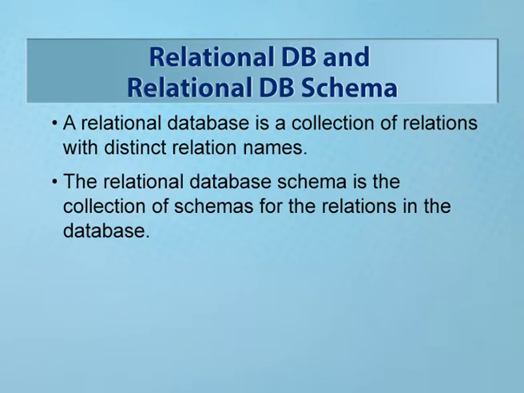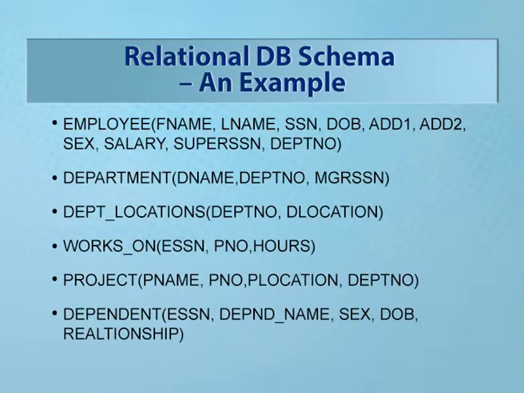So a relational database schema is nothing but a complete collection of relations with distinct relation names. You will identify the database name, and along with that database name, whatever relations you want to store under that database name, you will identify and make them the relations of that particular database schema. Then the relational database schema is a collection of schemas for the relations in the database. Let us see an example.